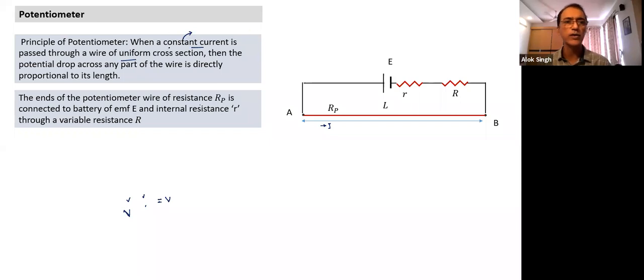Actually, when a current is passed through any uniform wire, it has to be a steady current. So maybe a better definition: if current is flowing in a state, then potential difference is directly proportional to length in a uniform wire. That's what we use. I think they use this word constant here so that people don't get mistaken.